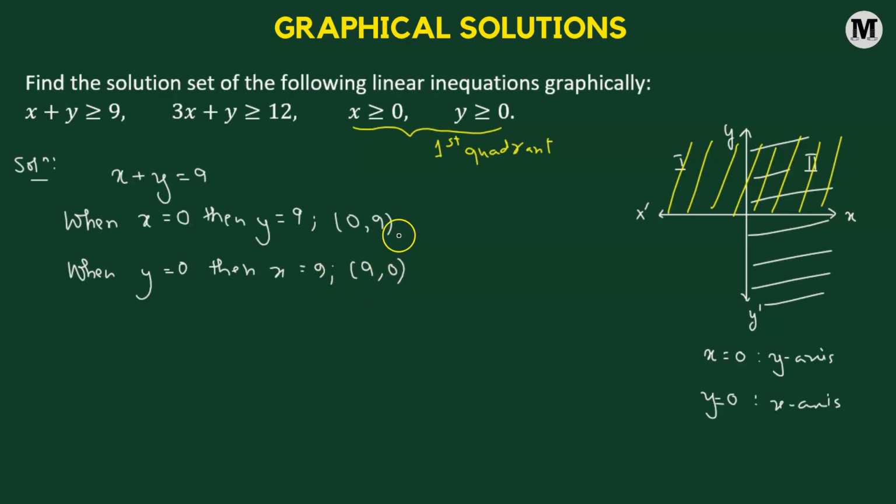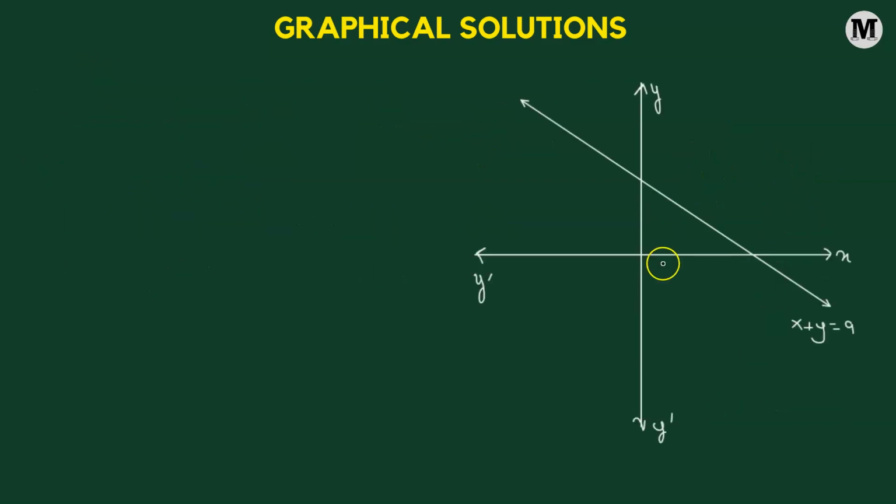Now using these two points, we'll plot them on the xy plane and then join them with a straight line, and that gives us the graph of the linear equation x plus y equals 9. As we can observe here, the line x plus y equals 9 passes through the points (0, 9) and (9, 0). It divides the xy plane into two regions. Let's call them region number 1 and 2.